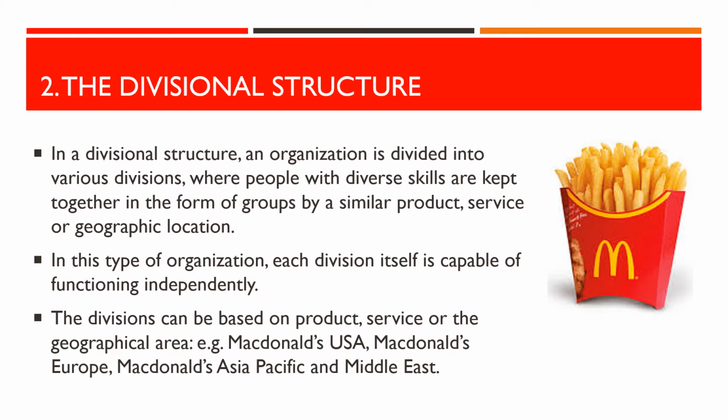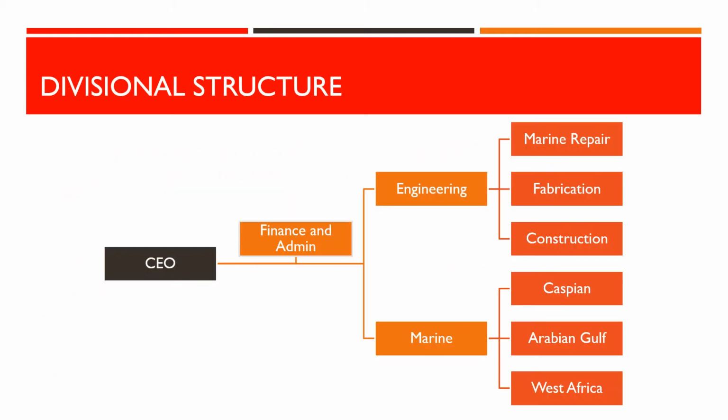The divisions can be based on product, service or the geographical area: McDonald's USA, McDonald's Europe, McDonald's Asia Pacific and Middle East. The divisional structure or product structure consists of self-contained divisions. Here is an example from a company, which has both an engineering and a marine division. The marine division is structured around its operating regions, while the engineering division is structured around the main engineering products and service range offered by the company.